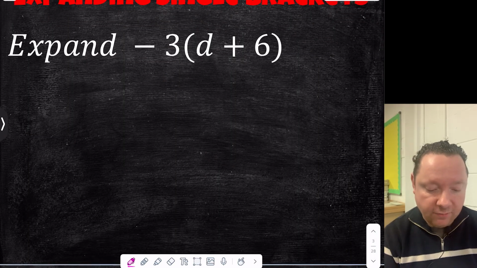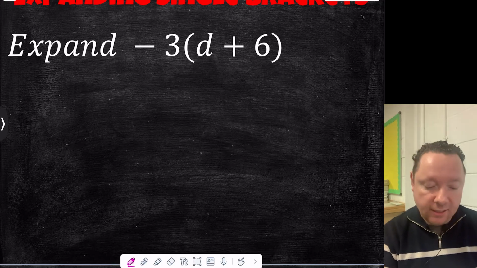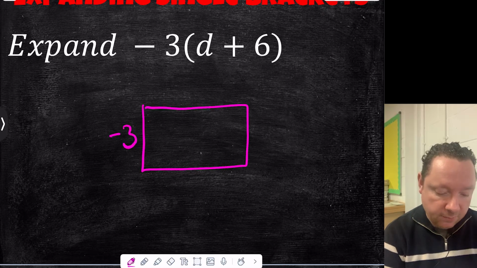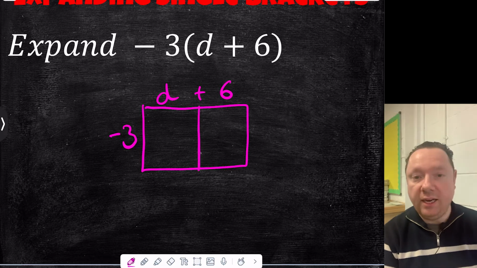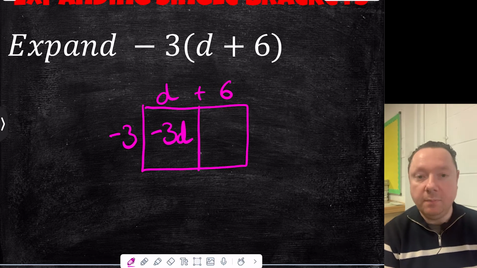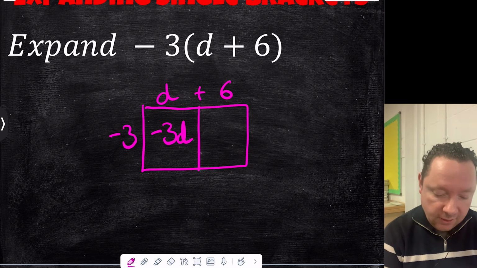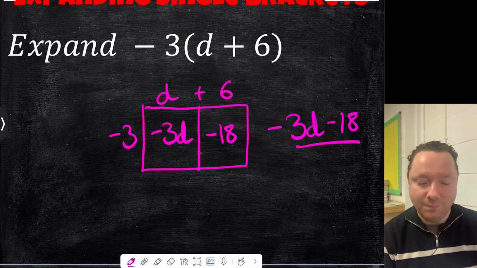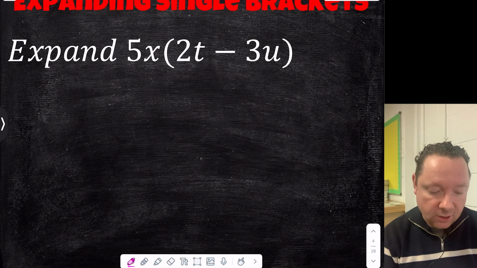Another example with a negative expanding single brackets. Expand negative 3 times d plus 6. So I'll draw my box. We've got minus 3 times d plus 6. So minus 3 times d is minus 3d. Minus 3 times 6, well I just do 3 times 6 is 18. So it's minus 18 because a minus times a plus is a minus. So the answer is minus 3d minus 18. And we're done there.